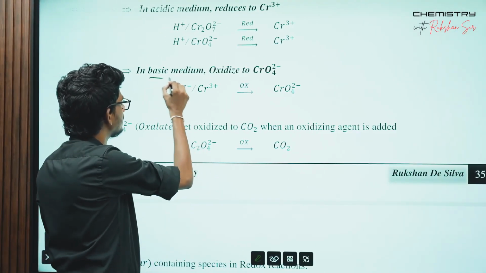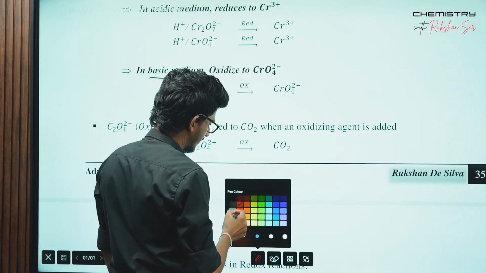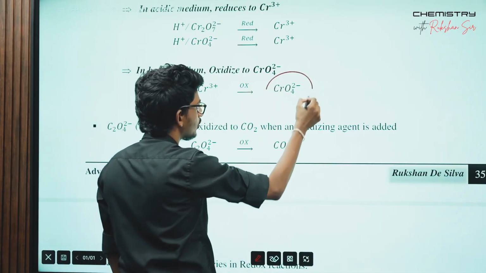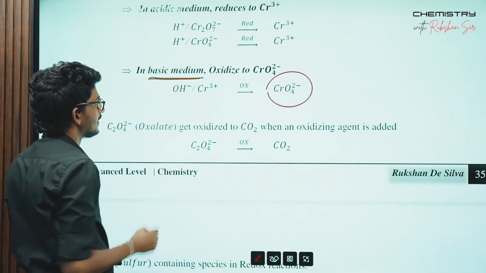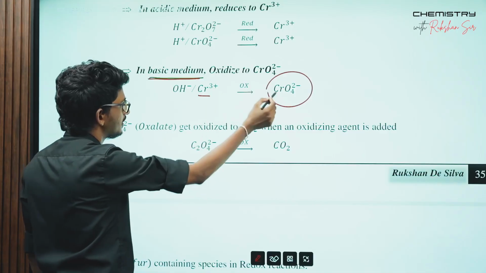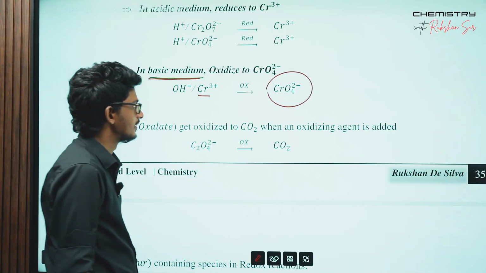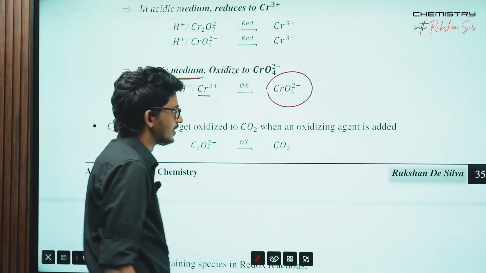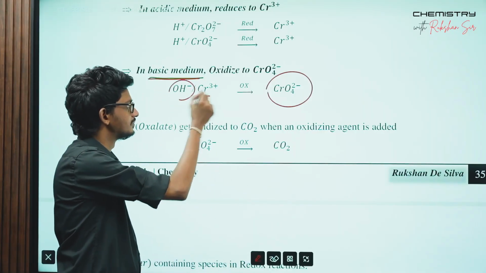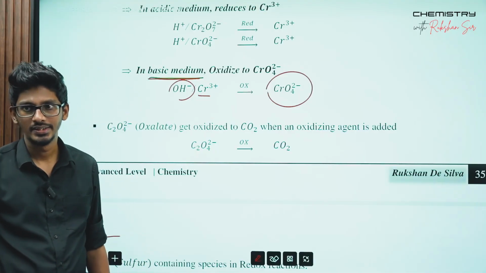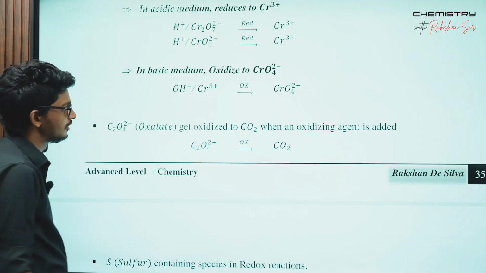In basic medium, chromium-containing species always prefer chromates. The Cr3+ oxidizes to chromates. So that is what we predict for chromium-containing species in a basic medium. Okay, let's discuss the oxalate situation.